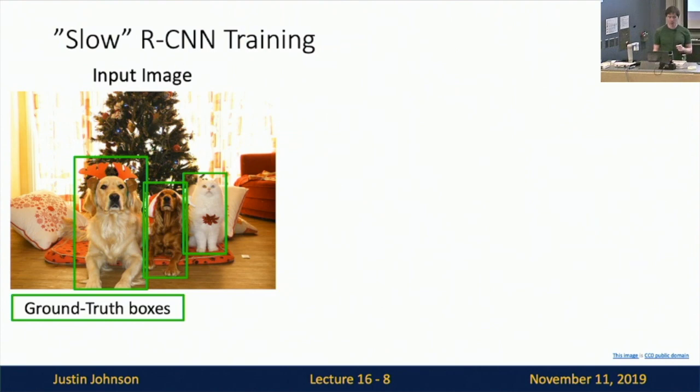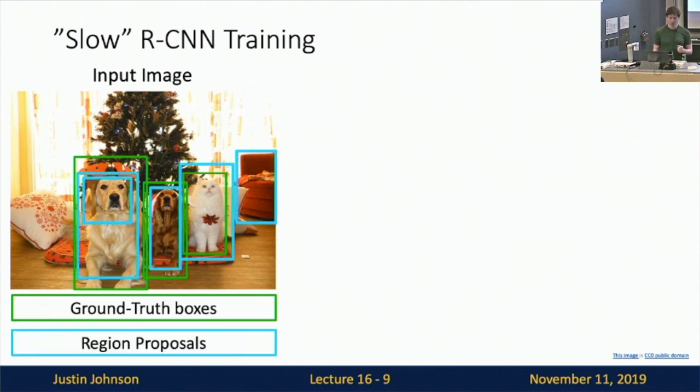So remember in slow RCNN, the way that it works is that during training time, we're going to receive a single RGB input image, and during training time, we have access to the ground truth bounding boxes of this image, as well as the category labels for each of those bounding boxes.